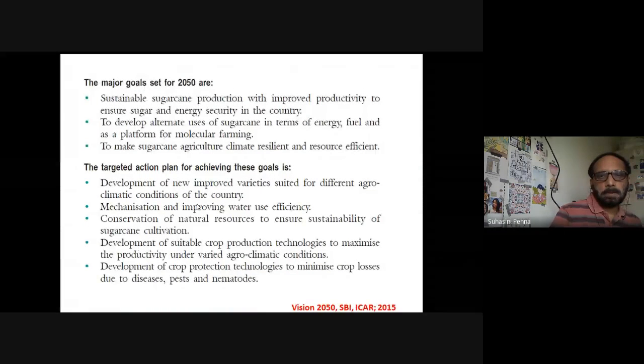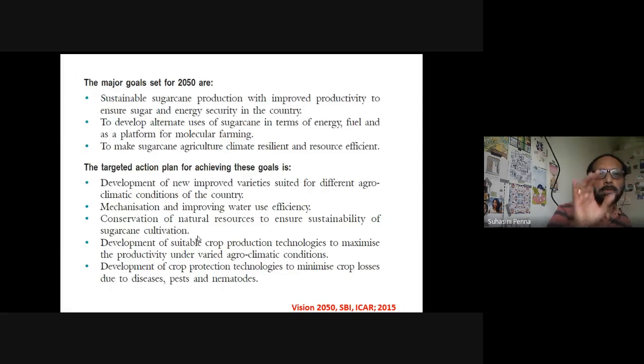This is particularly when I was reading about Vision 2050 from Sugarcane Breeding Institute, Coimbatore, which is one of the pioneering centers in the country and in the world, which has done a lot of sugarcane related breeding and research. And we are very fortunate that we have such a center which has contributed significantly to sugarcane improvement. So I was reading about one particular booklet which they have published along with ICAR.